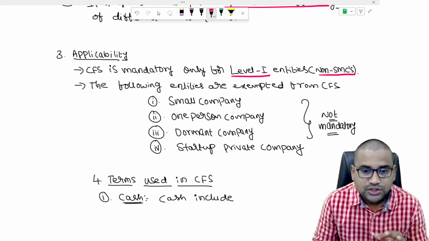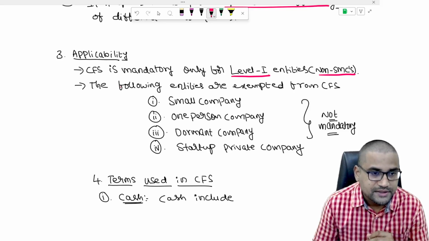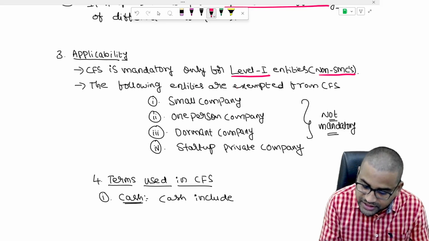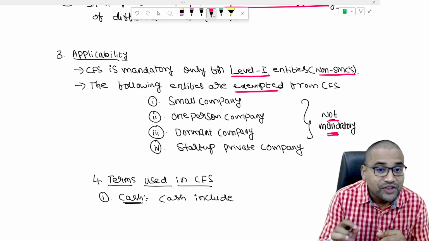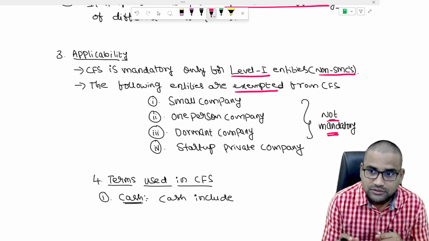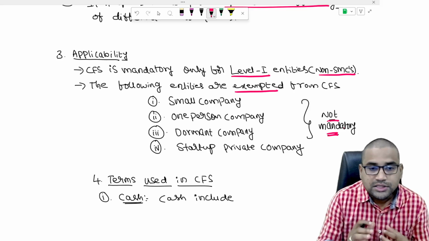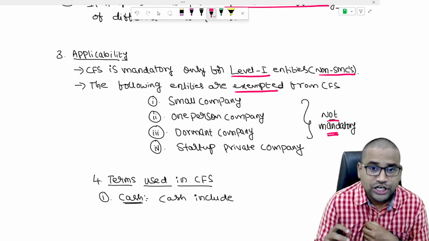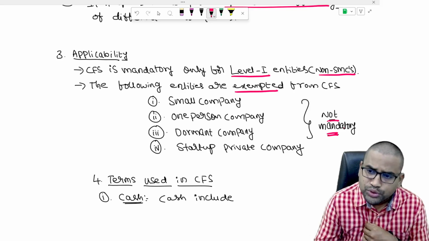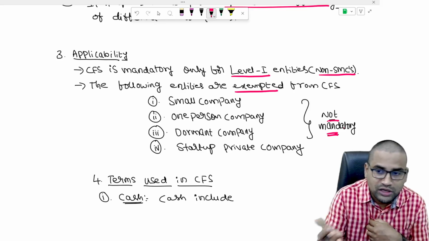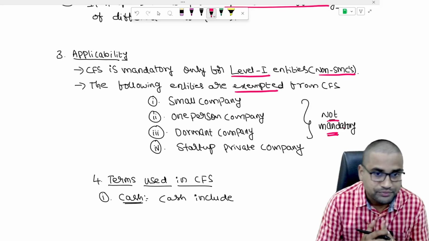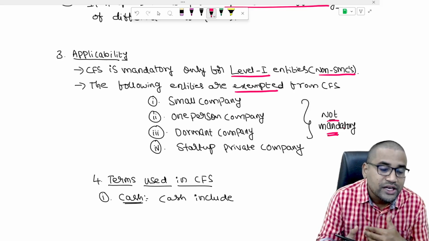But there is an exception list. This standard is not mandatory for the following enterprises. The following entities are exempted from CFS. That means not mandatory. Of course, if they want to follow, they can follow. Nobody is going to stop them. Sir, we want to follow Accounting Standard 3, we want to prepare a cash flow statement. You can. Even though it is not mandatory for you, if you want to follow, you can follow. Nobody is going to question you.